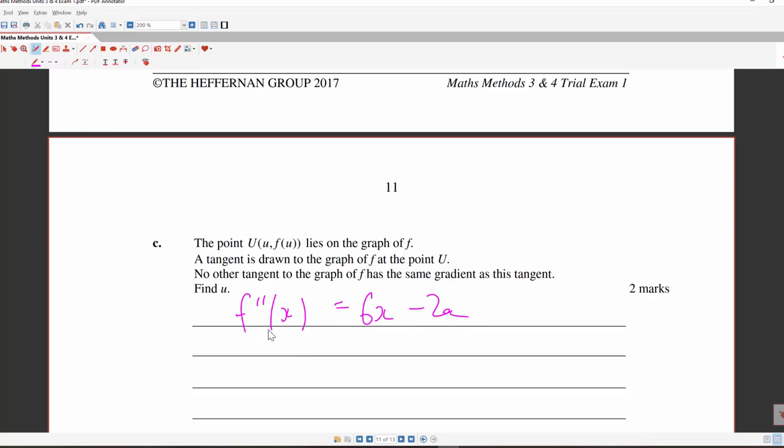So we're looking for when the graph of the gradient function has a stationary point. So we're going to let f double dash x equal 0. So x equals a on 3.